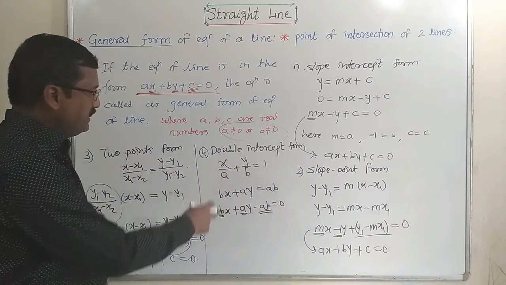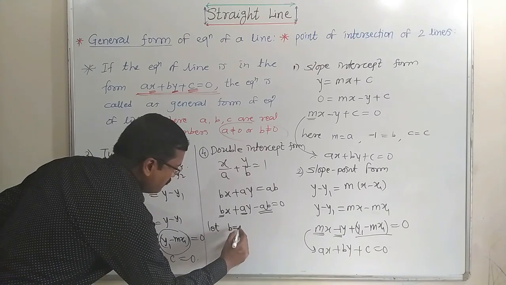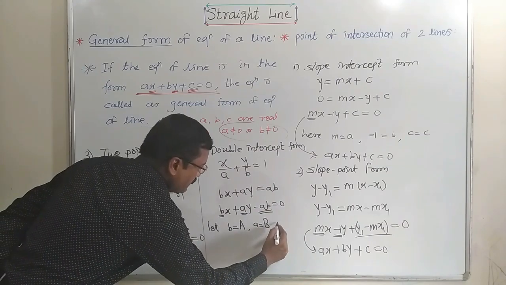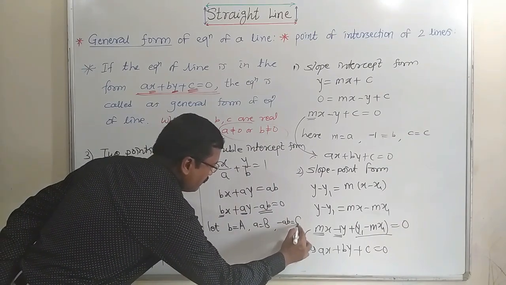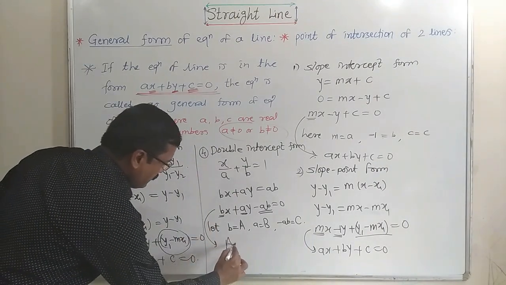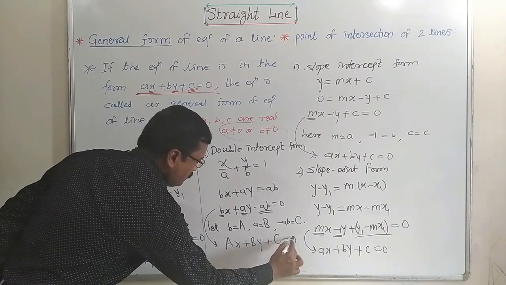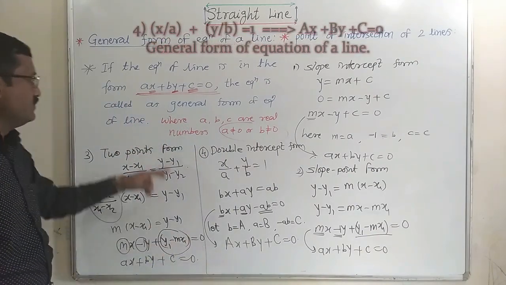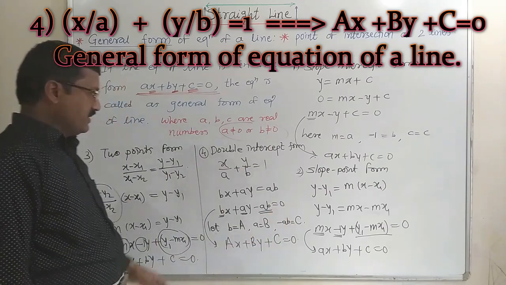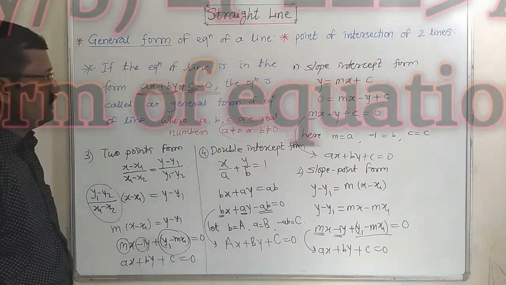Already small a and b are there, so we will consider small b equal to capital A, small a equal to capital B, and minus ab equal to capital C, so that this equation gets converted into Ax plus By plus C equal to 0. It is very much similar to the general form, with capital ABC instead of small abc. So this is the way to convert the double intercept form into the general form of equation of line.